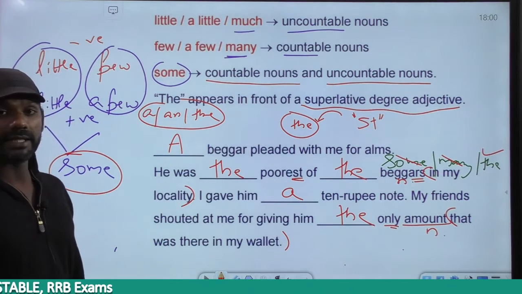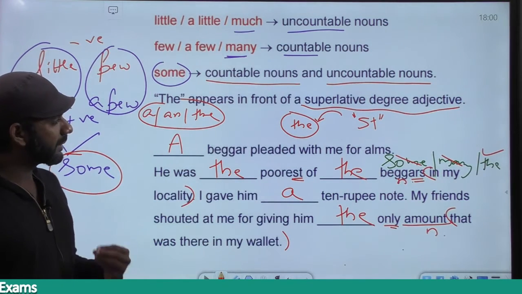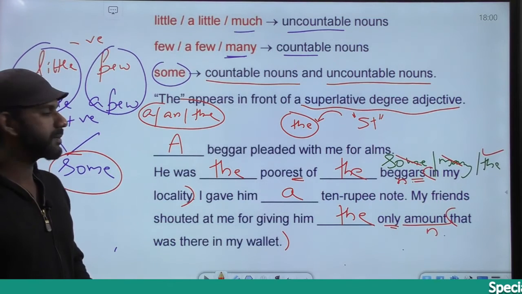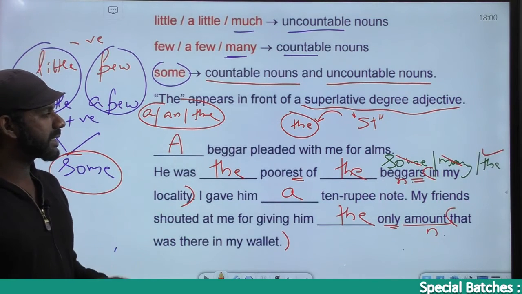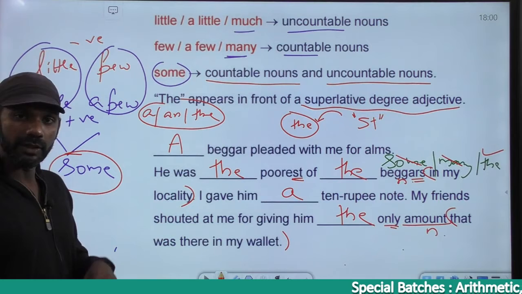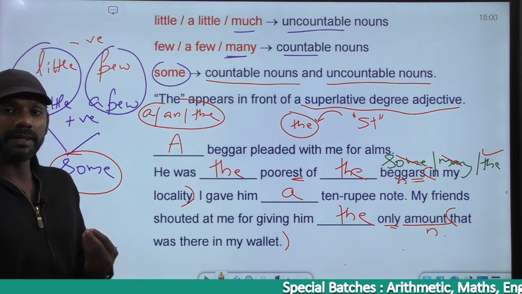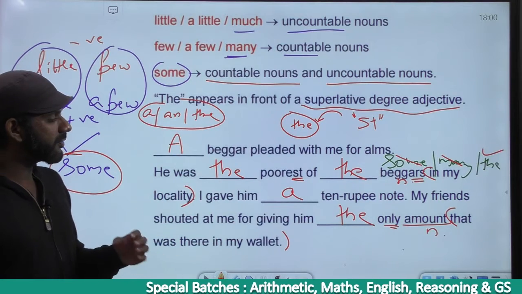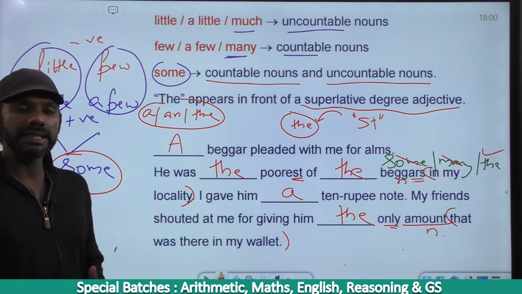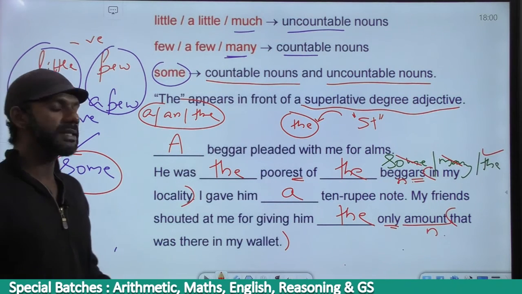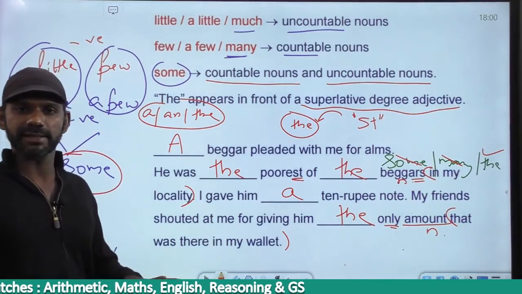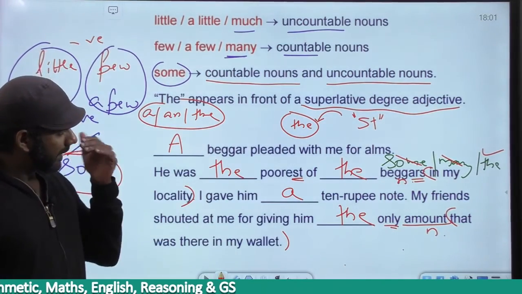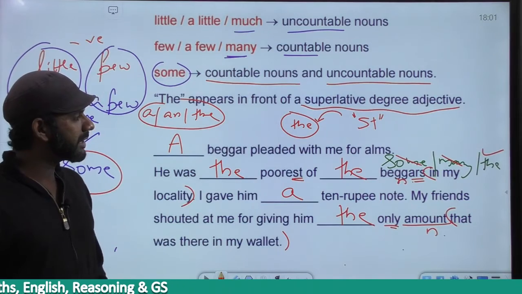Now we'll see whether the paragraph makes sense or not. A beggar pleaded with me for alms. He was the poorest of the beggars in my locality. I gave him a 10 rupee note. My friends shouted at me for giving him the only amount that was there in my wallet. The whole paragraph makes sense. Right.